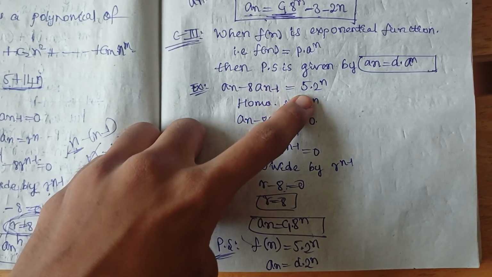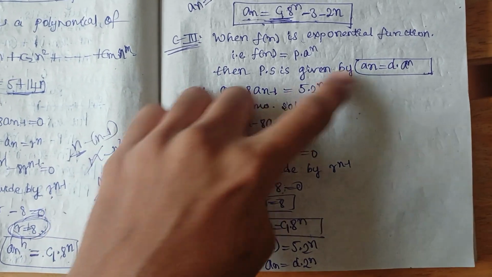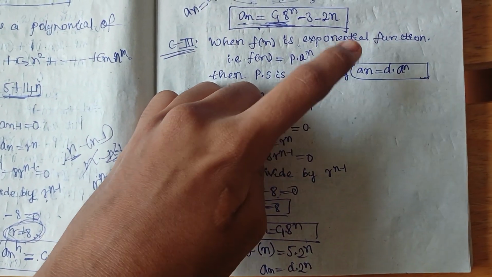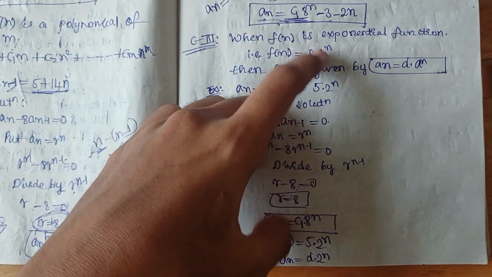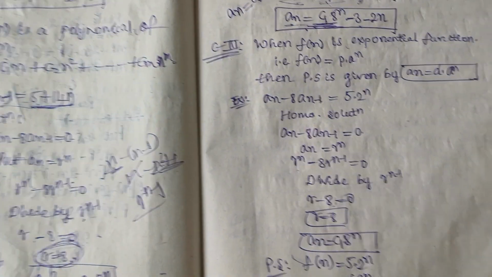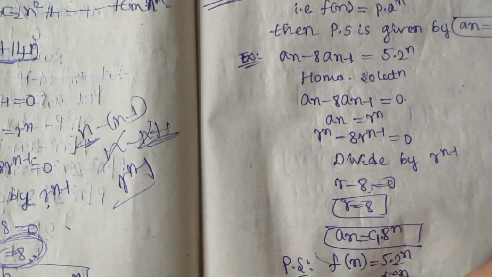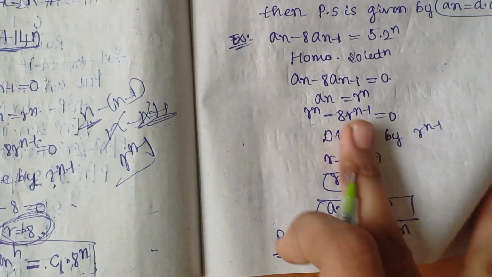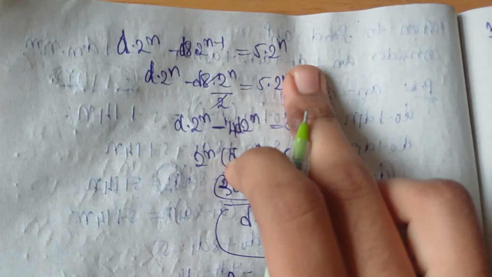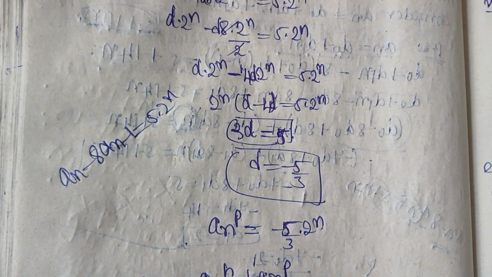In order to find the particular solution, we consider that we are given f of n as 5 into 2 power n, and we know that a_n equals d into a power n, right? So a_n is equal to d into a power n. Now you have to substitute that value in this given question.